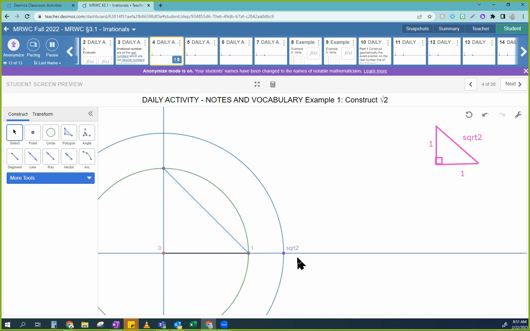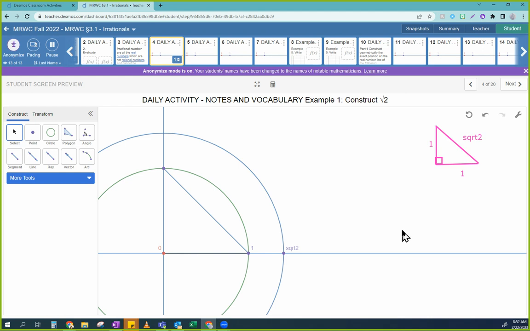Okay. Square root of 3 would be similar, except for instead of using the 45, 45, 90 triangle, we are now using the 30, 60, 90 triangle, which is 1 on one side, 2 as my hypotenuse. It goes like this, 2, and square root of 3 would be the other leg. So very similar. So does that make sense?